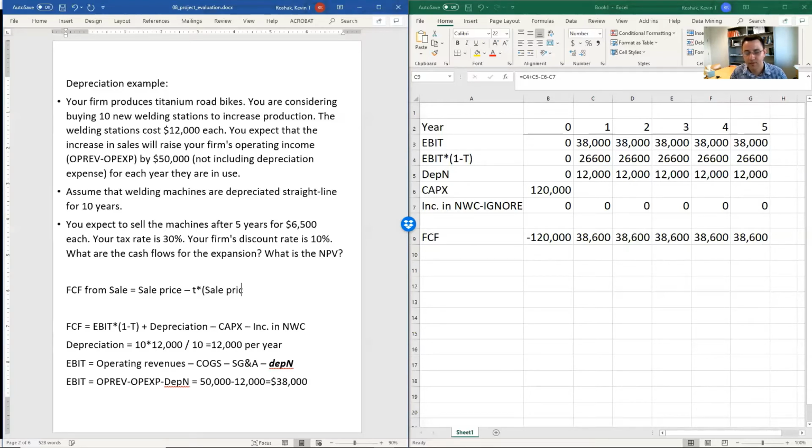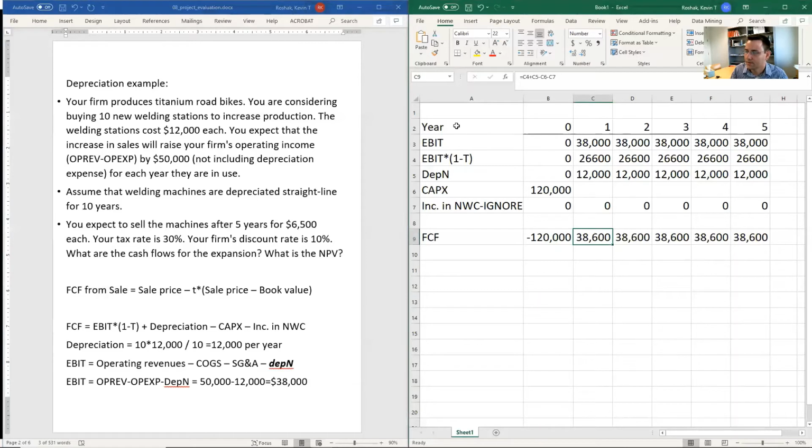What's the gain? Well, it's an accounting gain, right? The profit is an accounting number. It's how much did you sell it for minus what was it worth on your books. So we need to make sure that we know the book value of the machine before we can figure out how much we're going to actually get from the sale.